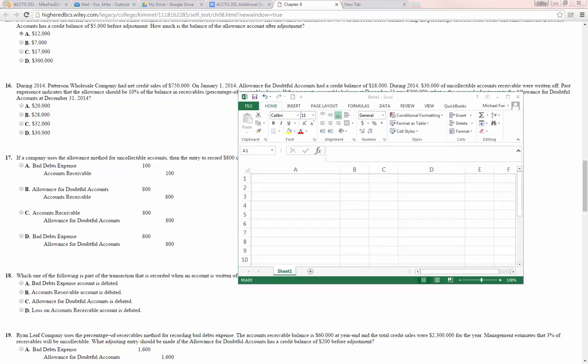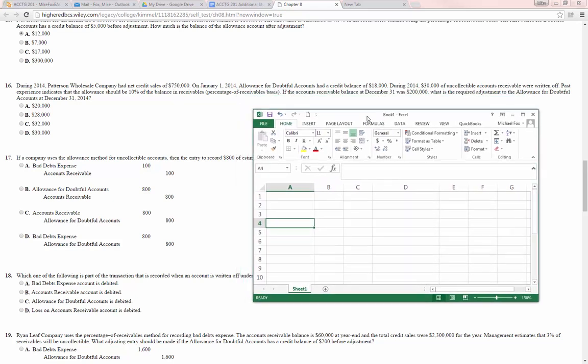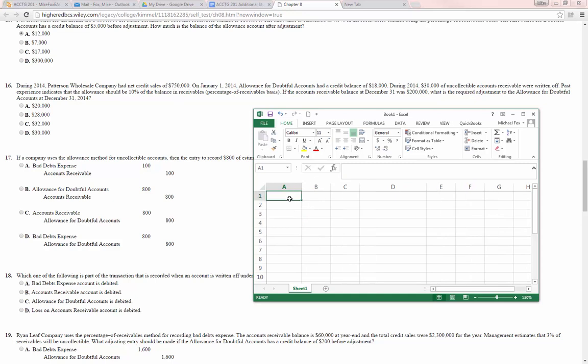Okay. So this one, I'm going to bring up my little Excel spreadsheet here and use it for scratch paper, because there's a lot of things going on in this problem. So I'm going to do a T account here for the allowance for doubtful accounts. I'm just going to call it ADC. If you live in Arizona, that could also mean the Arizona Department of Corrections, but for us today it'll be allowance for doubtful accounts. All right, so it had a credit balance of $18,000.